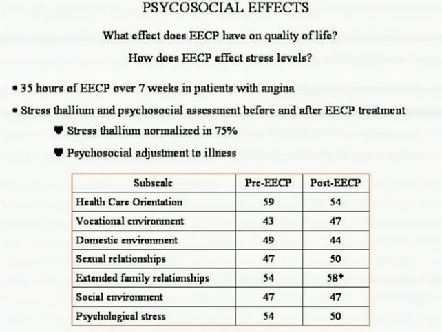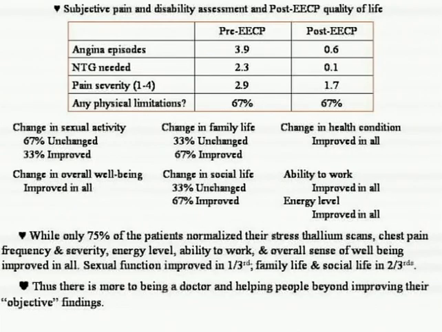Subjective pain and disability assessment, quality of life, number of angina episodes every 2 weeks fell from 3.9 to 0.6. Nitroglycerin requirement from 2.3 to 0.1 tablets. That's not much nitroglycerin. Try breaking your nitroglycerin tablet down into a tenth. Pain severity on a 4-point scale fell. 2/3 still had physical limitations, but they could do more. Let's look at quality of life issues. Sexual function improved in 1/3.